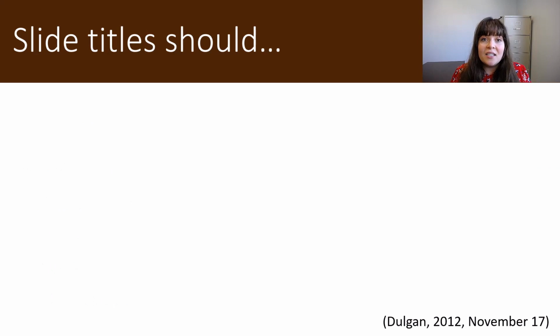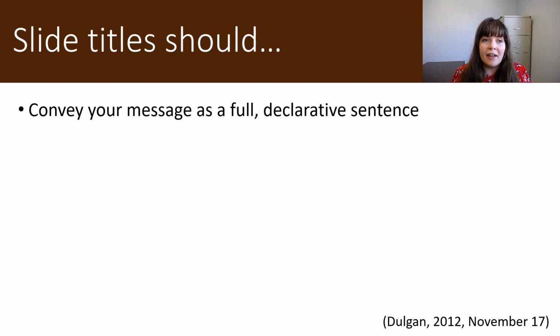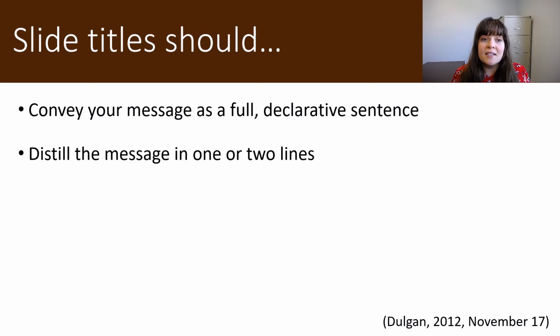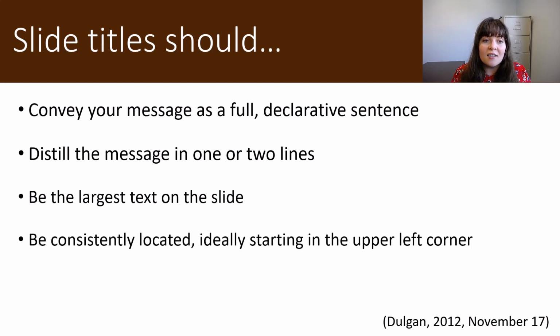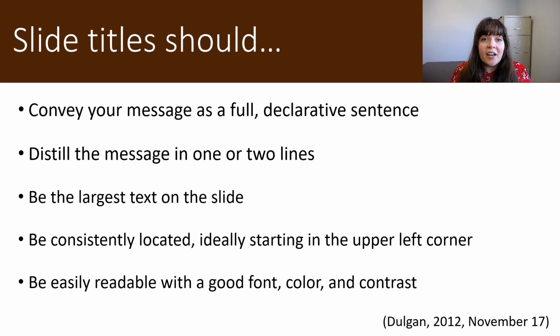Our slide titles need a few things to be maximally effective. They should convey our message as a full declarative sentence that distills our message into 1 or 2 lines. We don't want 3 or more lines across the top of our slide because then it gets overwhelming for our reader to read. We want this text to be the largest text on our slide, and be consistently located, ideally starting in the upper left corner like we would normally read a page or a book. And our heading is going to be easily readable with a good font.